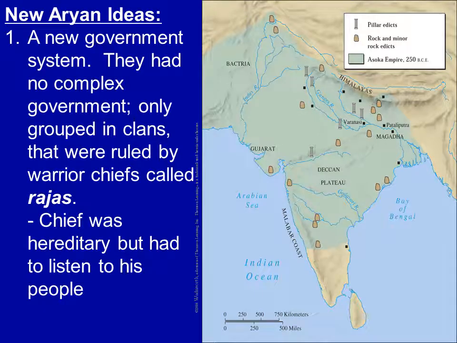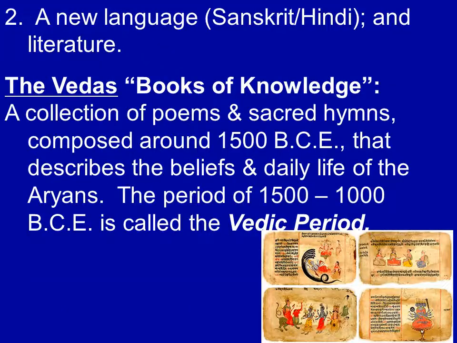The Aryans are going to establish some new ideas. One of the big ones is a new political system that was not complex. This was localized clans and villages. Warrior chiefs called a Raj would rule. Now, the role of that chief was hereditary, but he was still responsible for the people. It's not just, I'm the biggest guy in town, so I get to rule over everyone. No, I am the biggest guy in town, and I am here to protect everyone, kind of.